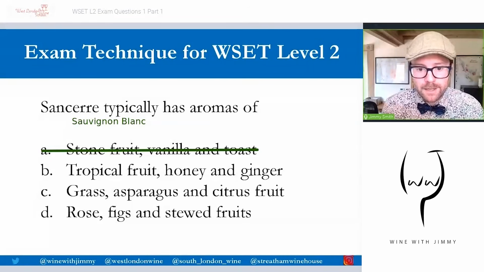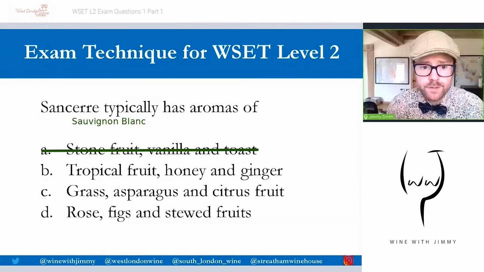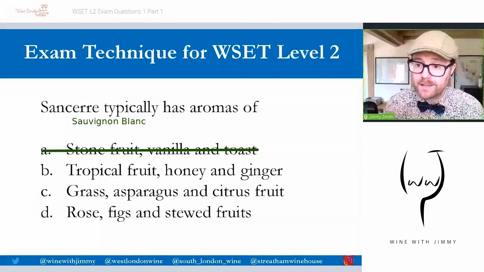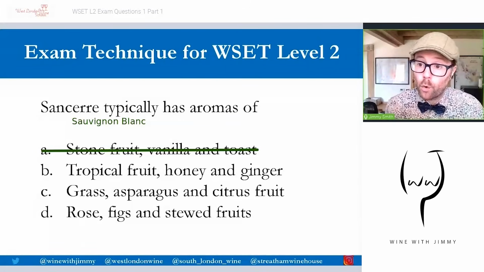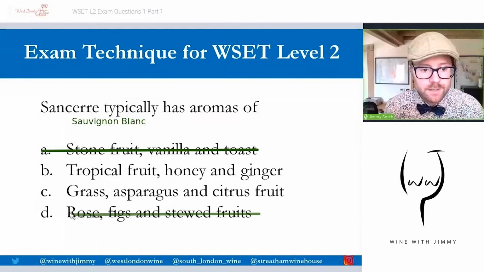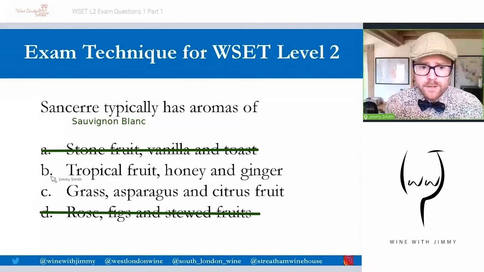Now, tropical fruit, honey, and ginger. These are characteristics often found in quite aromatic wines, which Sauvignon Blanc is. So that one could be a possibility. Then we have grass, asparagus, and citrus fruit. Another one that is in aromatic wine, so that's possible as well. And then finally, rose, figs, and stewed fruits. These compounds could be with red wines, for example, more typically. Certainly, you might find this in things like Nebbiolo or Primitivo. So we're going to get rid of that answer as well. So you're left with these 2.